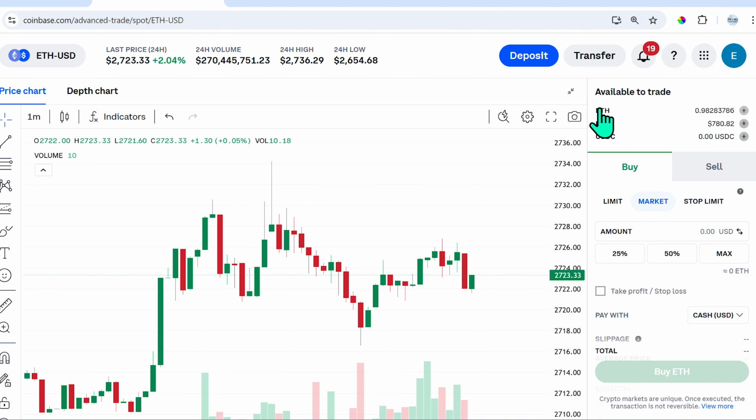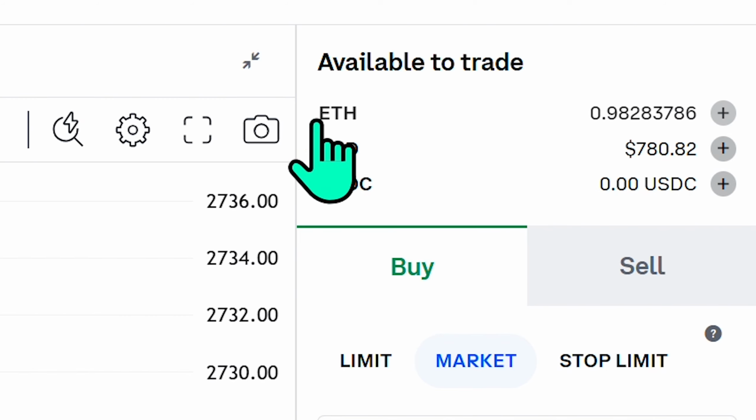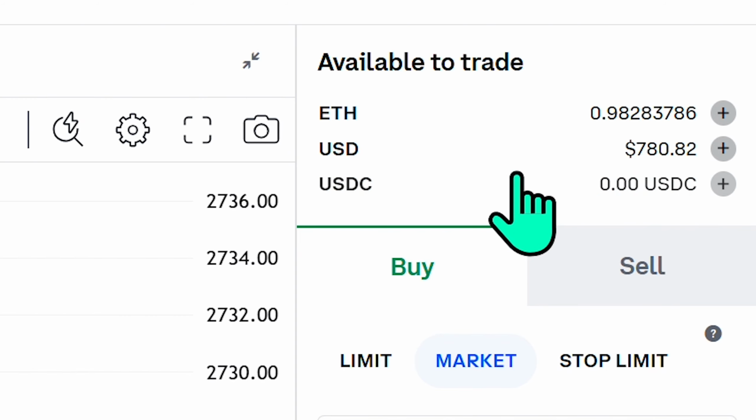So first, when you go to a certain market, so here we have Ethereum and USD, you're going to see a couple of things. You're going to see how much Ethereum you currently hold and have available to trade. You will see how much US dollars you have, and you will see how much USDC you have. Remember, Coinbase has a relationship with Circle, so it makes sense that they're promoting the stablecoin USDC.